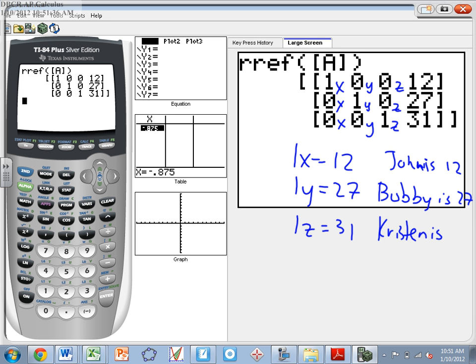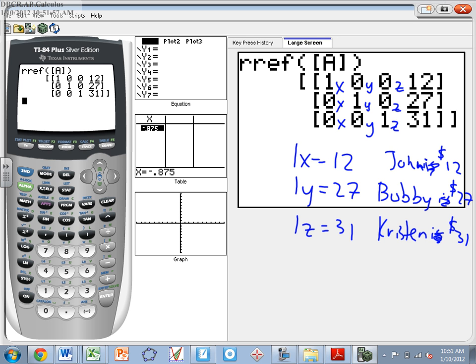Is this asking how old they are or how much money they have? Sorry guys, I thought it was age. 31. So John has $12, Bobby has $27, and Kristen has $31. Again, your answers are right off here. Just read them right off.